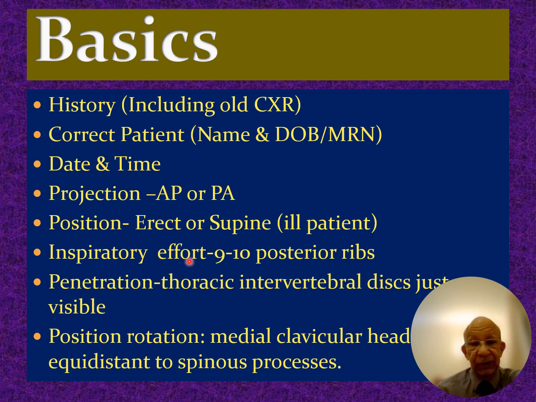A supine film means that the patient is ill. Make sure that you can see the 9 to 10 posterior ribs. That's a good inspiratory effort. And make sure that the penetration is adequate, with the thoracic intervertebral discs just visible, and make sure that there's no major rotation. You can assess the rotation by checking that the medial clavicular heads are equidistant to the spinous processes.